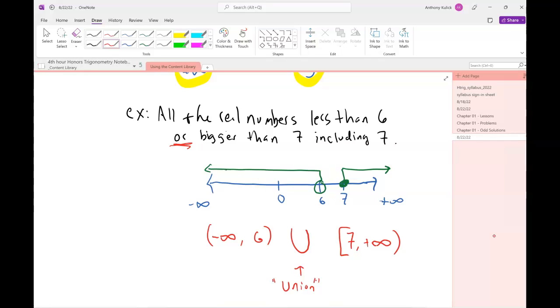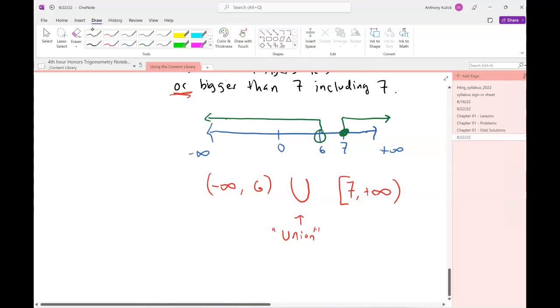So for the 6, if it was less than or equal to, then it would be a solid circle with a bracket. Absolutely, yes. All right, one more example and we'll call this done.